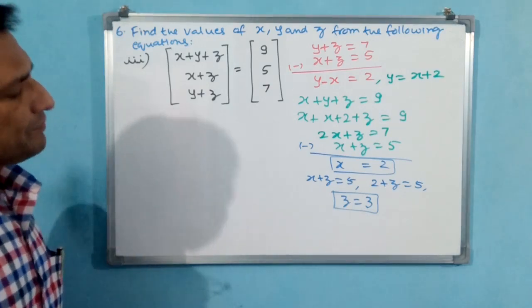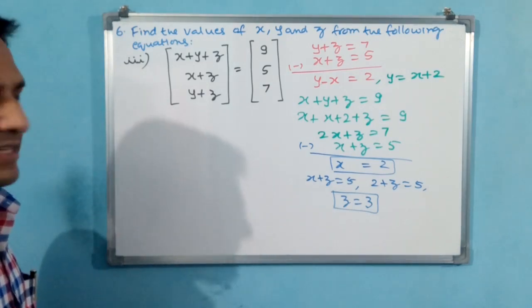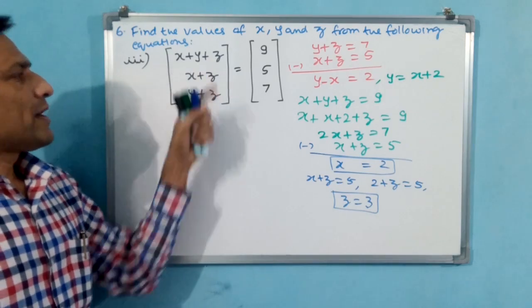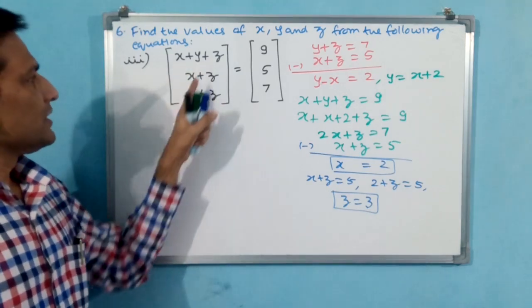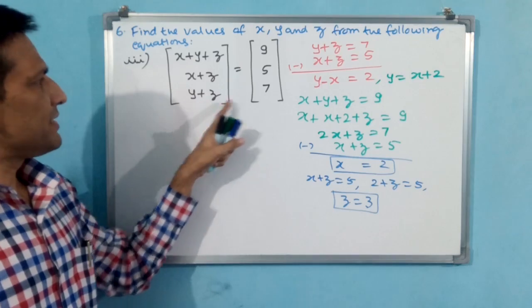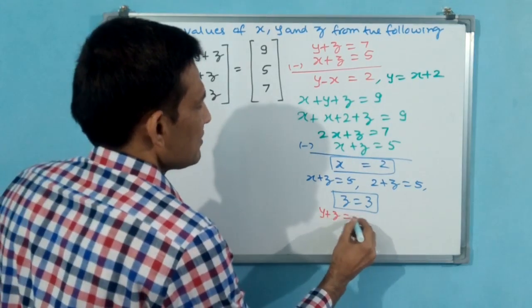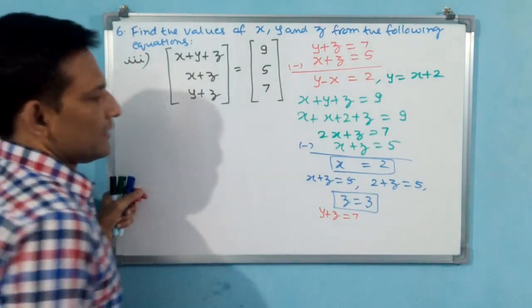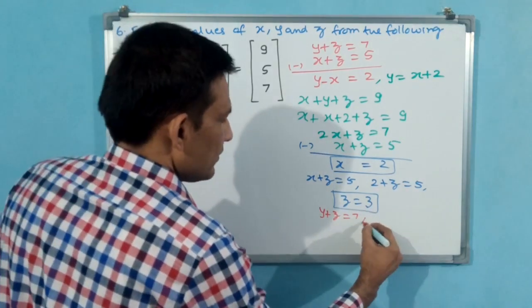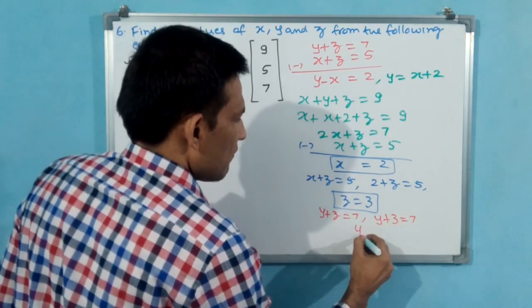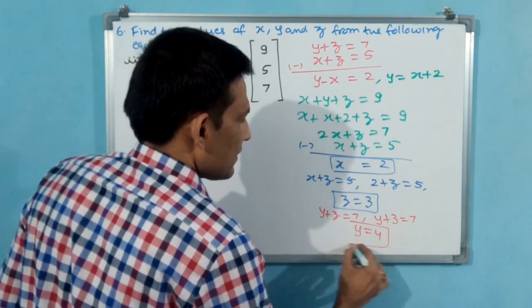Both have come. See, X is there, Z is there. Now you have to find Y. Y also you need not go here. You see this is simplest. Y plus Z is equal to 7. Write down again. Y plus Z is equal to 7. Then Z you know. Y plus 3 is equal to 7. Y is equal to 4.